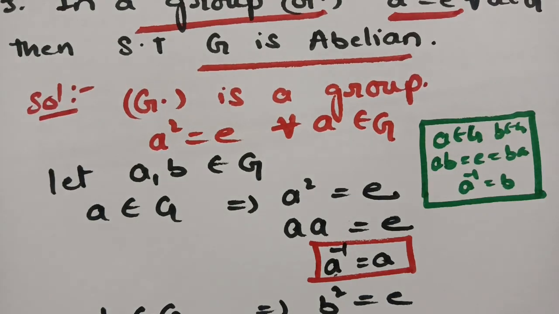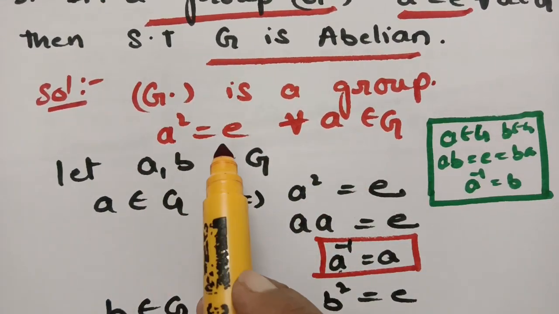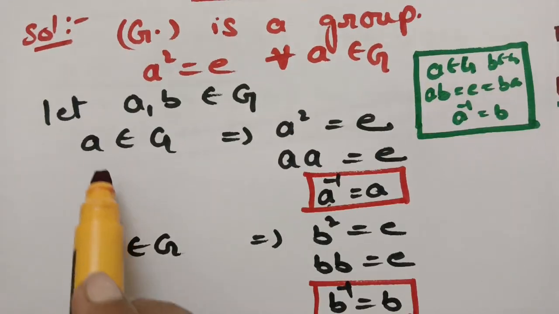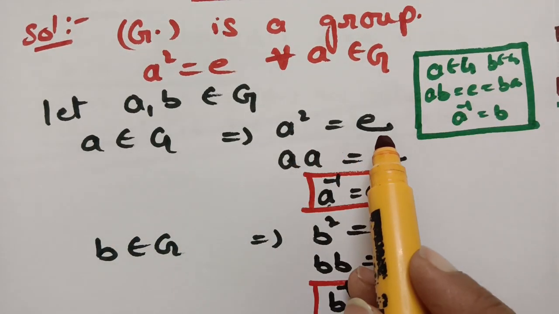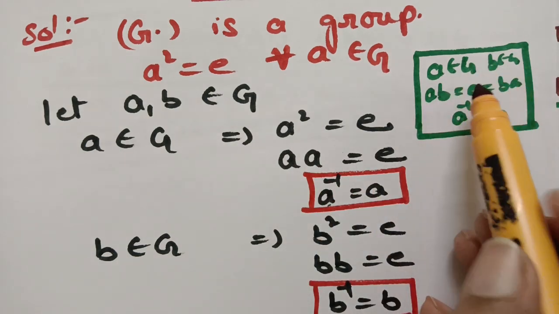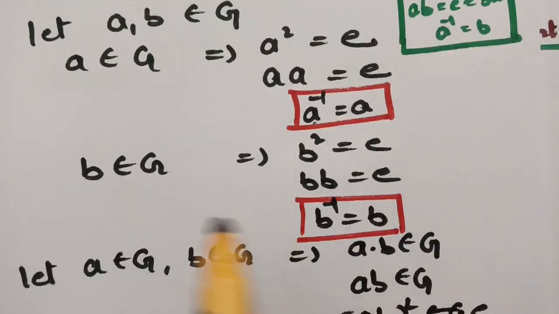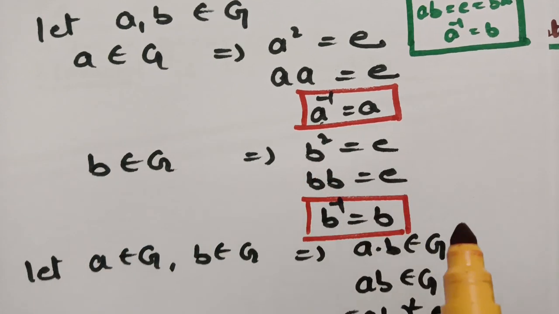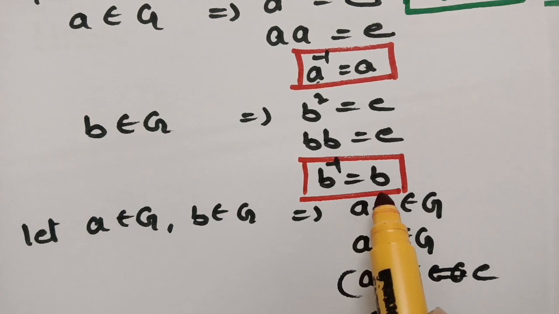Let me tell you once again, (G, ·) is a group and A square is equal to E for every A belongs to G. So if I take an element A belongs to G, A square is equal to E, then A into A is equal to E. So according to the inverse law, A inverse is equal to A. If B belongs to G, B square is equal to E and B dot B is equal to E. Therefore, B inverse is equal to B.